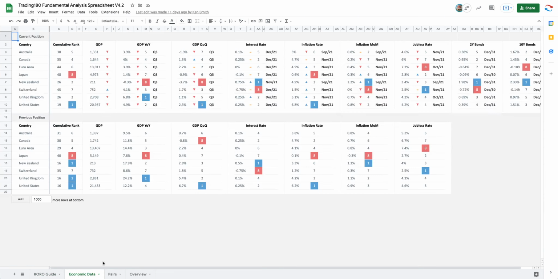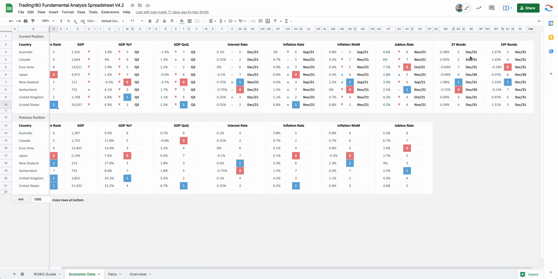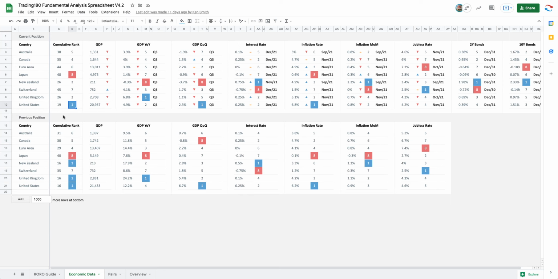The next tab is our economic data tab. This is how we determine a currency's strength and therefore its potential exchange rate, and whether a price is going to appreciate or depreciate, appreciate in value or devalue. Now, the rule of thumb is that the higher the currency ranking, based off of GDP, interest rates, inflation, jobs, as well as government 2-year and 10-year bonds, and I'll get into that in a sec. But basically, each country is given a score in comparison and a cumulative rank.